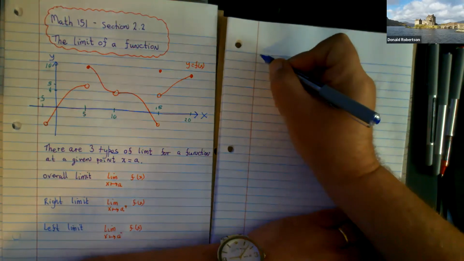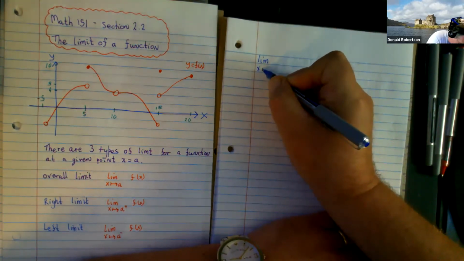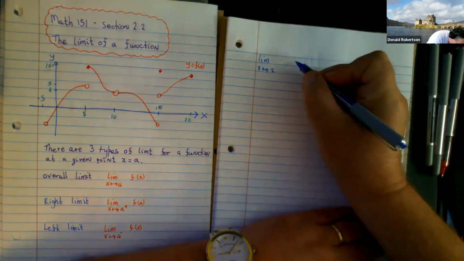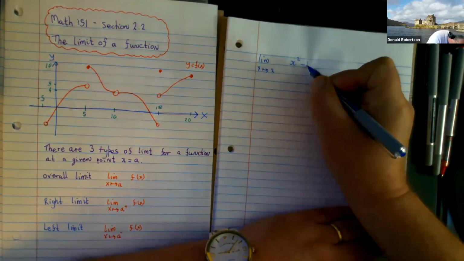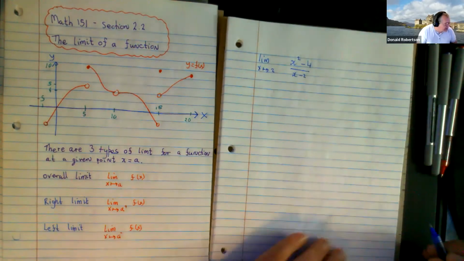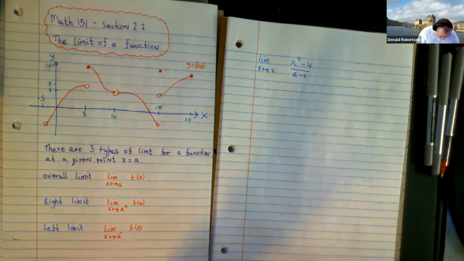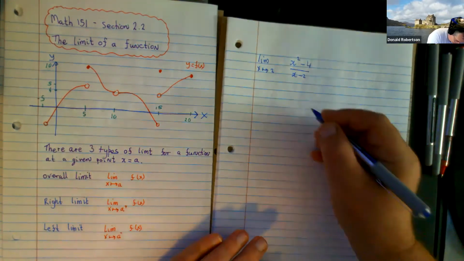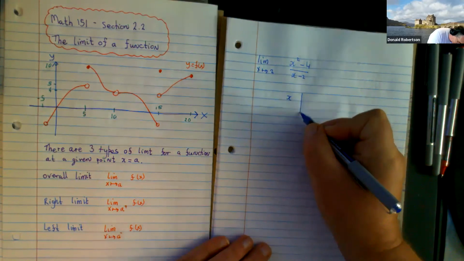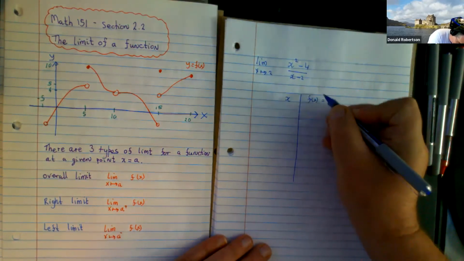So let's suppose I want to find the limit as x tends to 2 of x squared take away 4 over x take away 2. And I want to find the overall limit as x tends to 2. Well, what I could do is I could set up a table of values for this function.